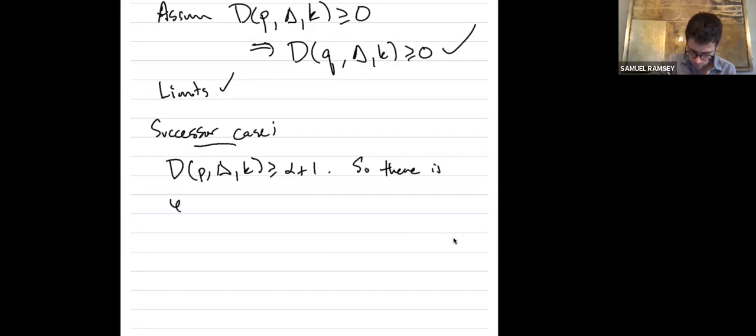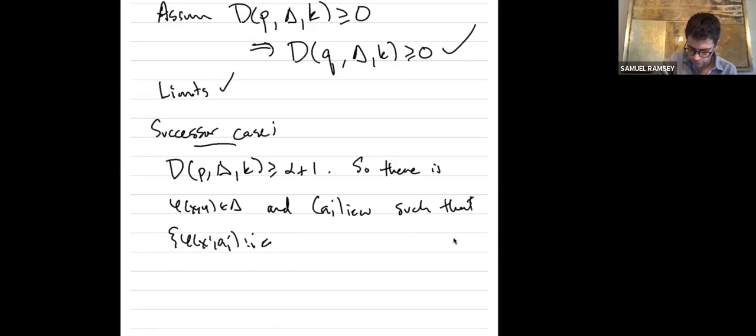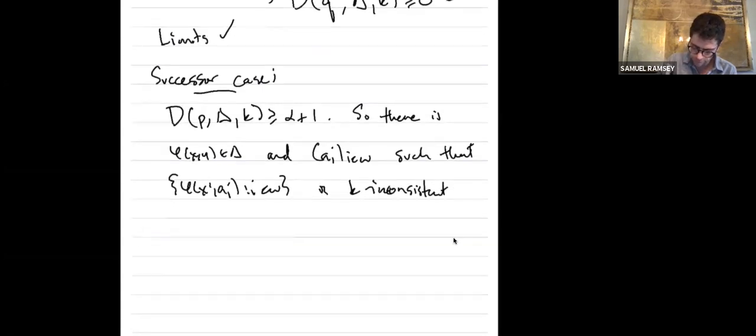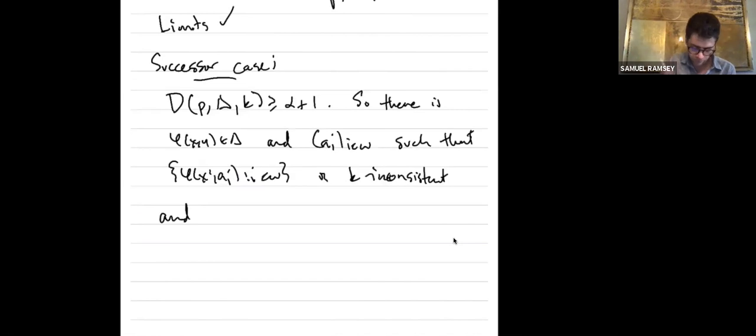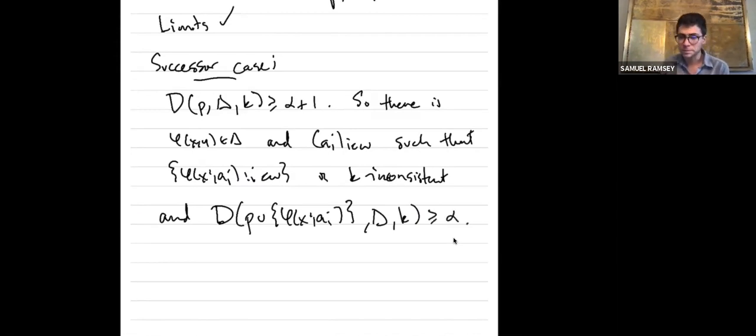So there is some phi(x, y) in delta and a_i, i less than omega, such that {phi(x, a_i) : i less than omega} is k-inconsistent, and the D rank of P union phi(x, a_0), over delta and k, is at least alpha.